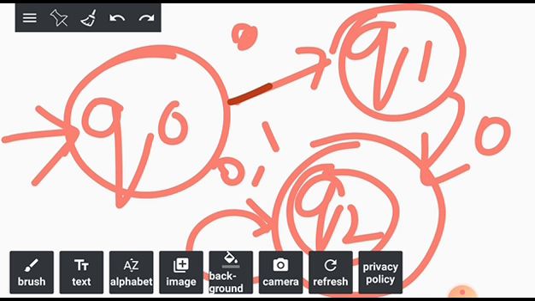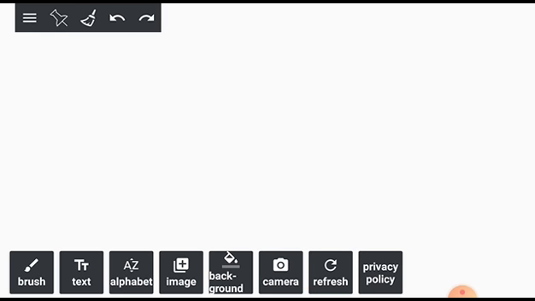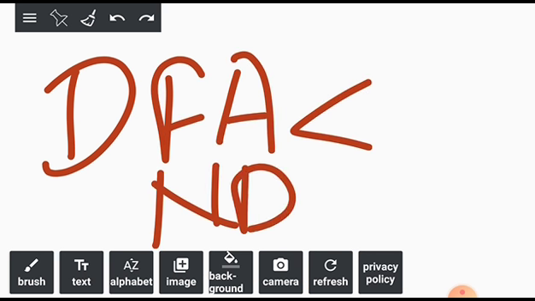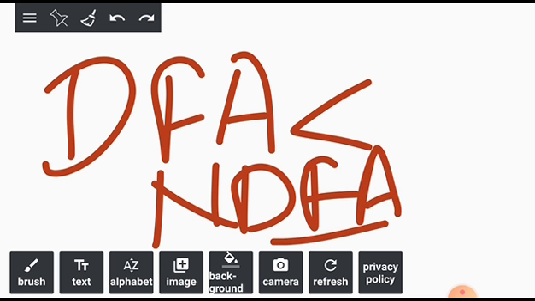So this is the main advantage of the NDFA. In this we need not mention each and every transition for every state and every input symbol. So the NDFA is much better than the DFA, and the structure of the NDFA is simpler than the DFA, because in the NDFA we need not mention every transition for the input symbols, but in the case of the DFA we have to mention each and every transition for the input symbols.